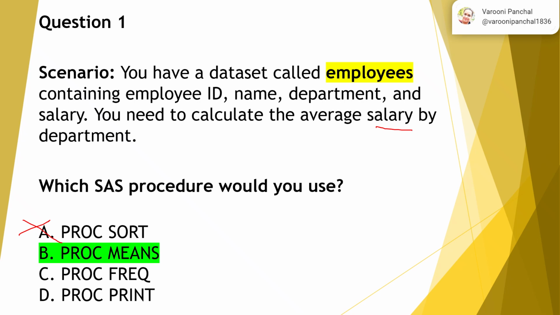Option C is proc freq. Now this procedure is used to calculate the counts and percentages and using the chi-square and the Fisher's exact test, right? So this is not the right answer. Now option D is proc print. Proc print will print the data by variables and the class statement. So this is not the right answer. So the correct answer is proc means, which is used to calculate the average salary by department.